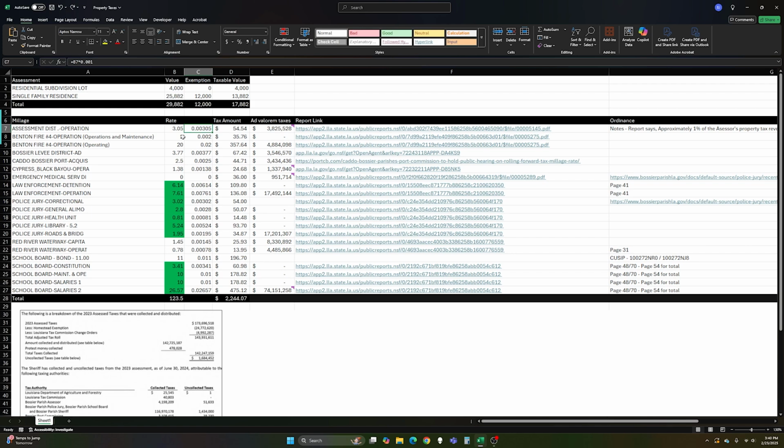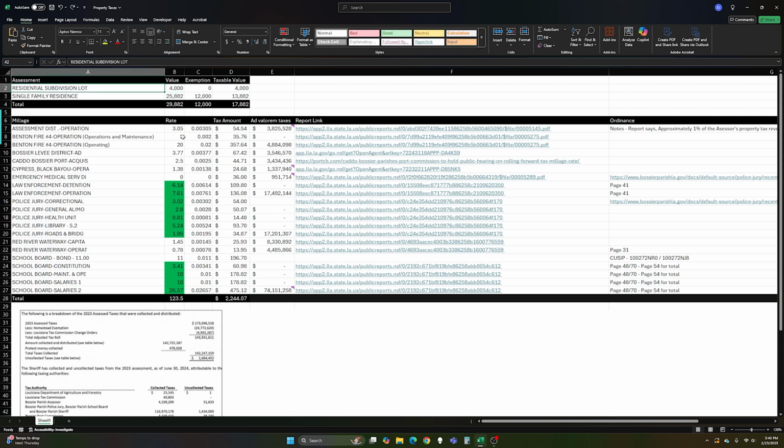So this millage is actually 1/100th of a penny. So the millage of 3.05 is actually 0.003 cents. So times your assessed value, your total taxable value is $54.